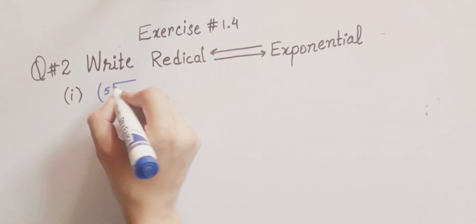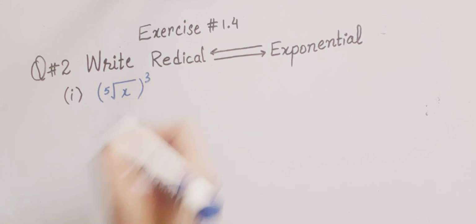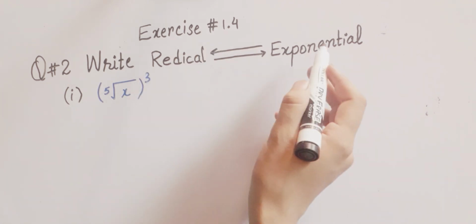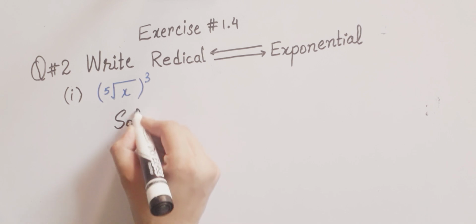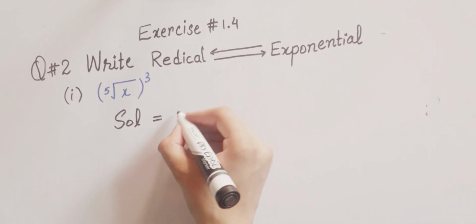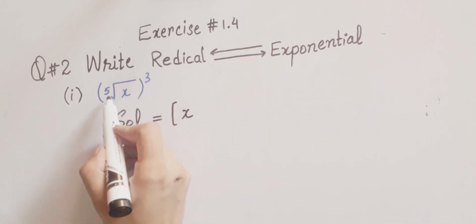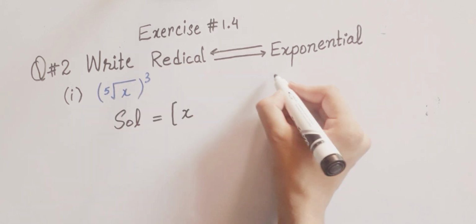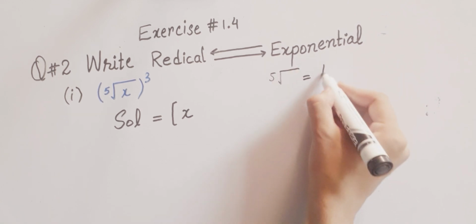The first part is the fifth root of x, whole power 3. Now we will convert this. This is in radical form. We will convert this into exponential form. So we will write x, and the fifth root is equal to the power 1 by 5.